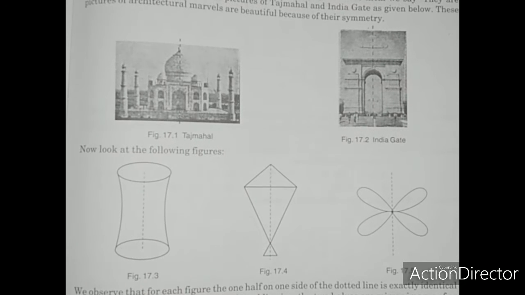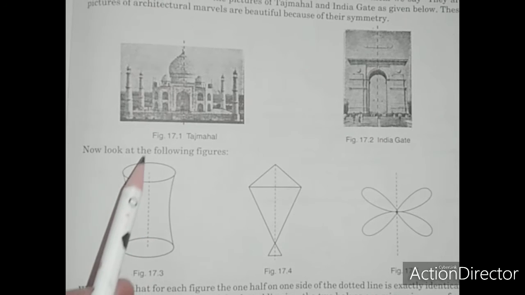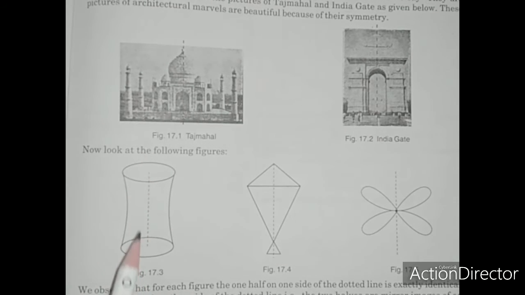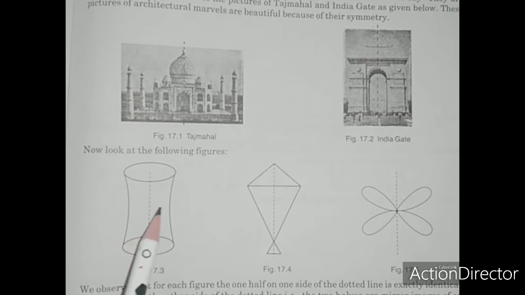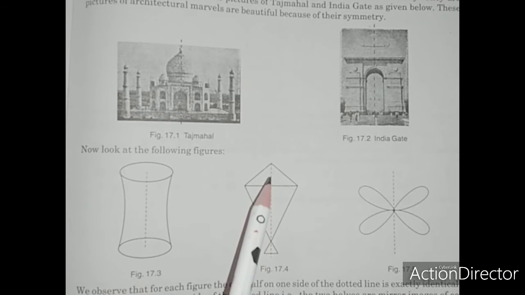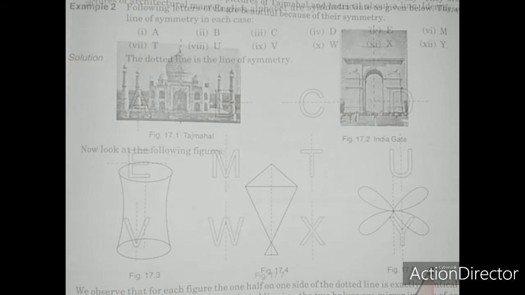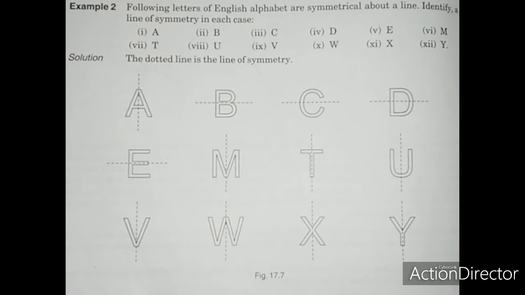Now look at the following figures. In this figure also, if we draw a line of symmetry here, these two figures are the same or identical. In this figure also, this figure looks like a kite, and if we draw a line of symmetry here, these two figures are the same. In this figure also.